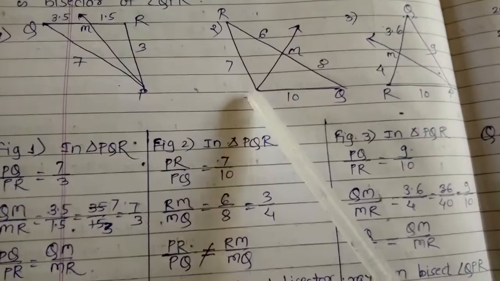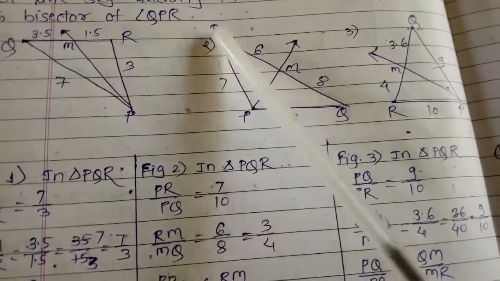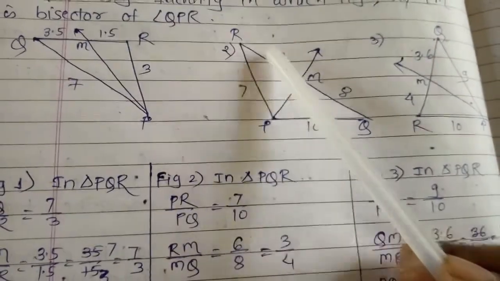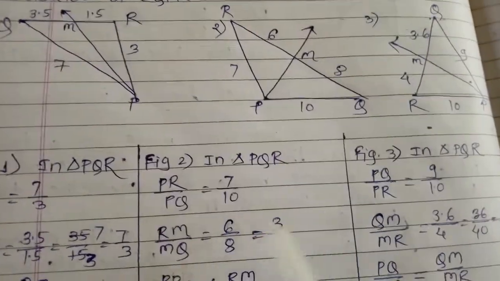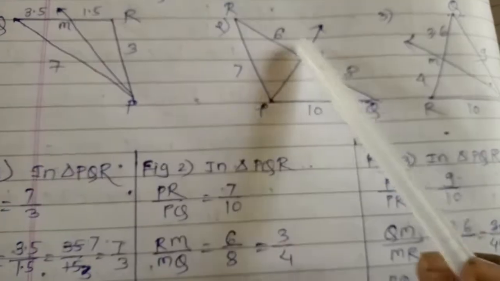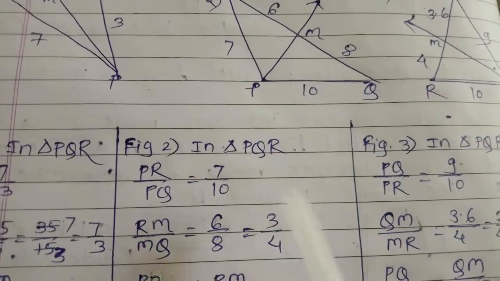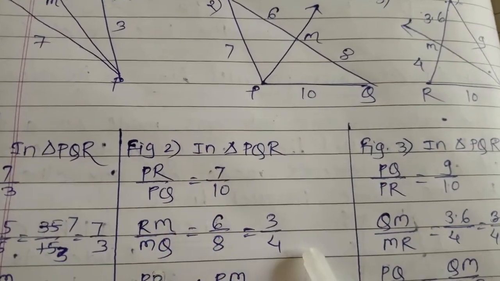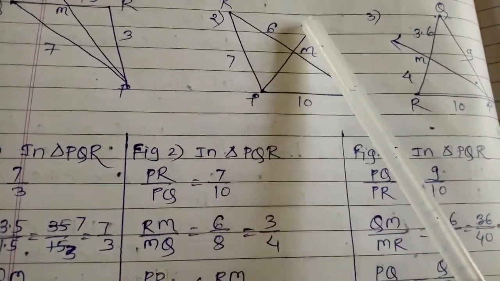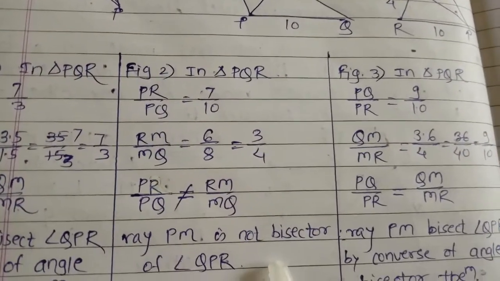Now see the second figure. In triangle PQR, again we have to find PR upon PQ. If we take PR first, then here we have to take RM first upon MQ. So PR upon PQ is 7/10. RM upon MQ is 6/8. By solving we get 3 upon 4. So these two answers are not the same, so these ratios are not equal. Hence PM is not the angle bisector in this triangle.